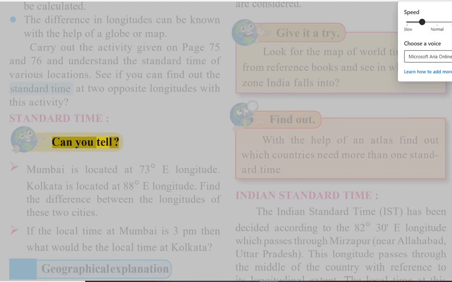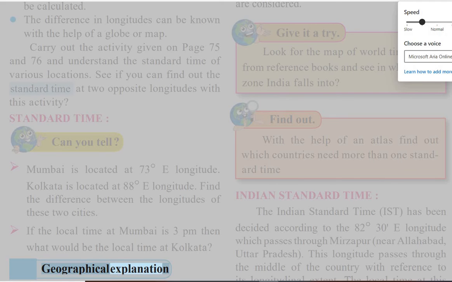Can you tell? Mumbai is located at 73 degrees east longitude. Kolkata is located at 88 degrees east longitude. Find the difference between the longitudes of these two cities. If the local time at Mumbai is 3 p.m., then what would be the local time at Kolkata?